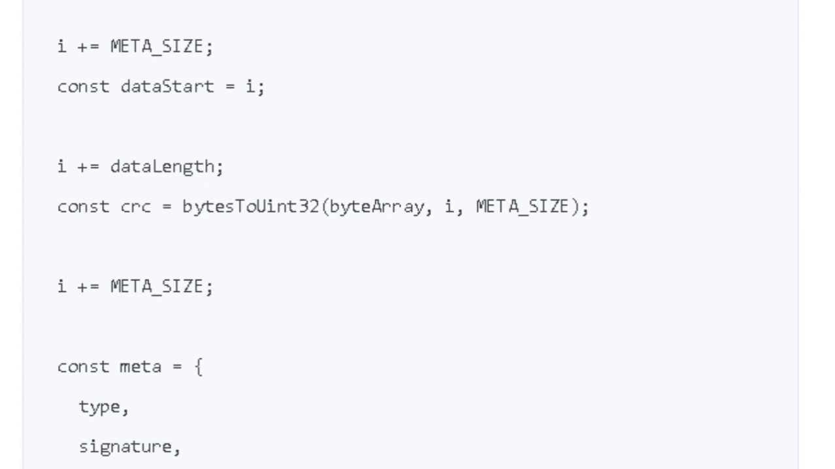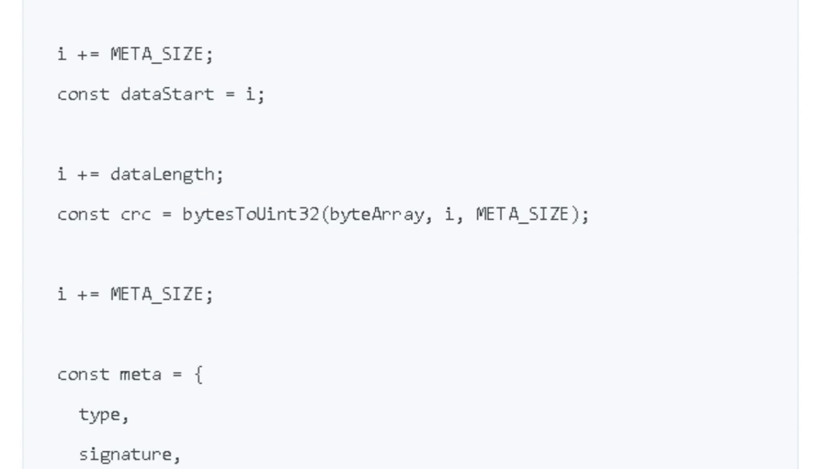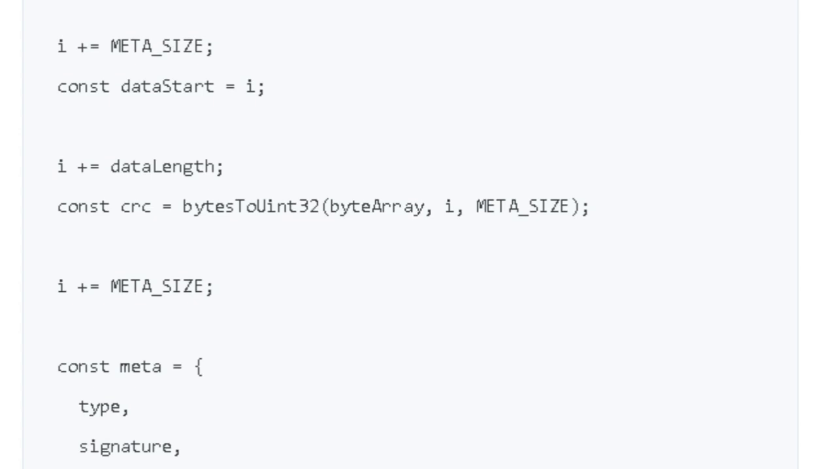Const dataStart equals i. i plus equals dataLength. Now, why are we doing that before... okay, so dataStart equals i. So I'm not sure why we are doing this, because it seems like right here we jumped to the start of the data, and then i plus equals dataLength. It seems like we're jumping. It almost seems like we're jumping over the data. All right, so it looks like we're jumping over the data section right here.